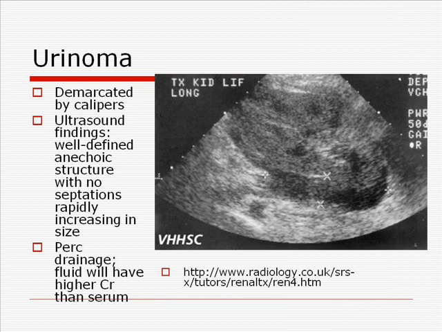So here's a picture of a urinoma, and it's demarcated by the calipers in the image to the left. On the right, on ultrasound, you can again find that it's a well demarcated anechoic structure with no septations that's rapidly increasing in size, and on percutaneous drainage has higher creatinine than serum. It's treated typically with a percutaneous nephrostomy tube for decompression, followed by stent placement if necessary.